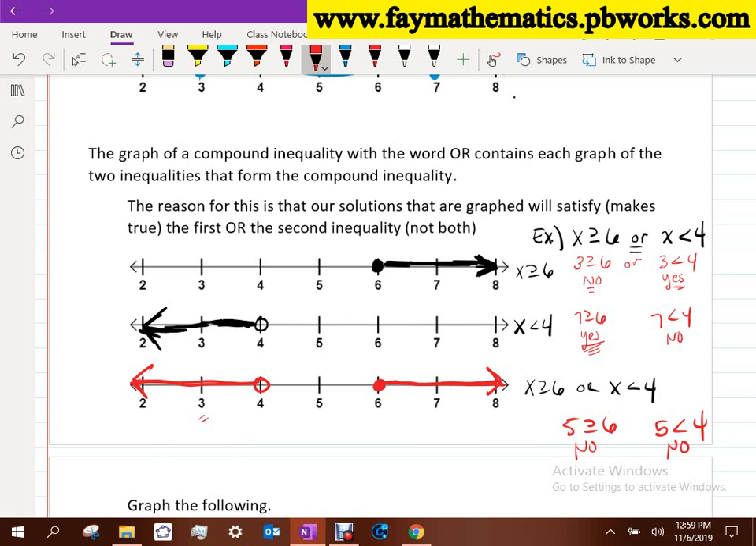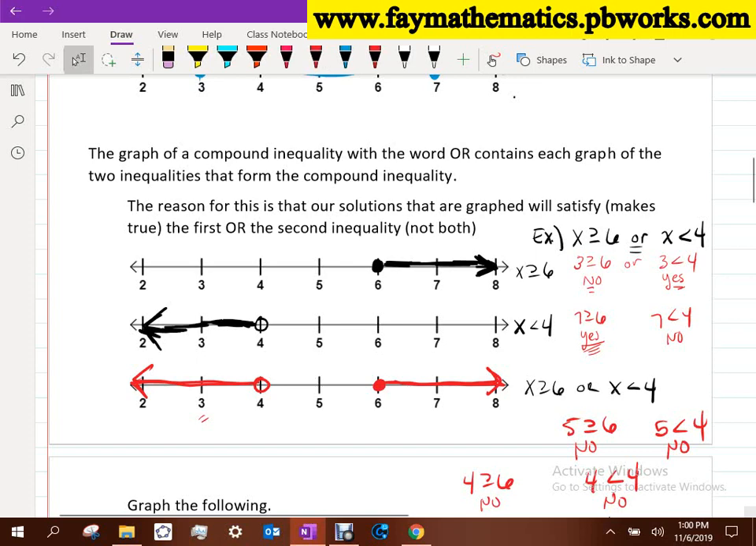Okay? Now if I tried 4, just think about this. If I tried 4 in here, is 4 greater than or equal to 6? Nope. Is 4 less than 4? Nope. They're equal, right? Okay. So that's why there's an open dot there at 4. Okay. It means it's really not a solution. It means 3.9 repeating is a solution, but 4 is not. So that's how we do ORs. Okay. So AND is the overlap, OR is everything. Okay. It's both graphs, all of both graphs. Okay.